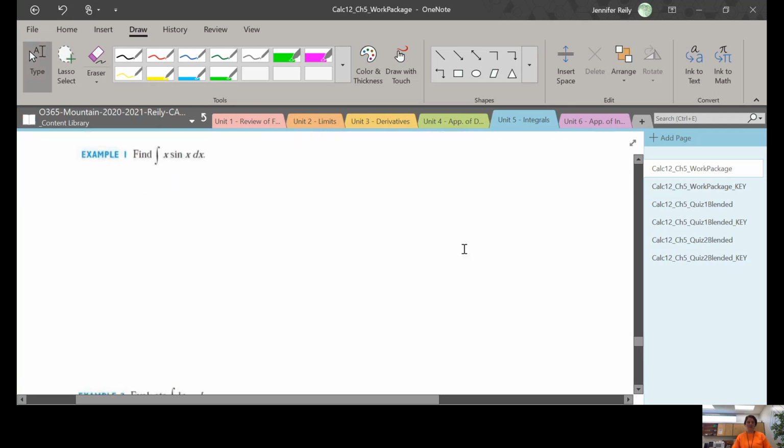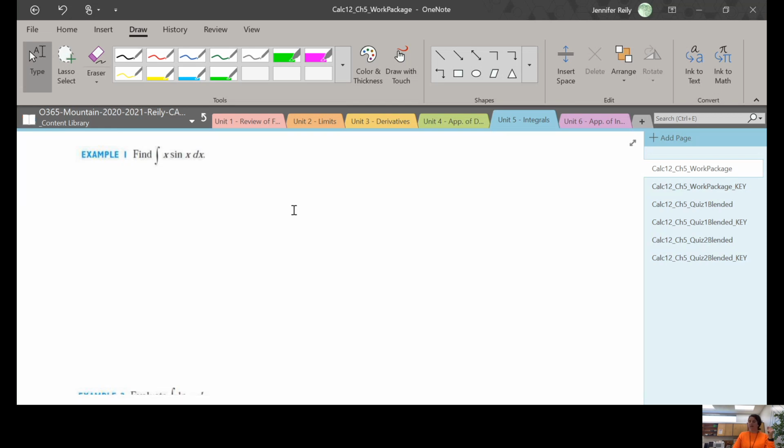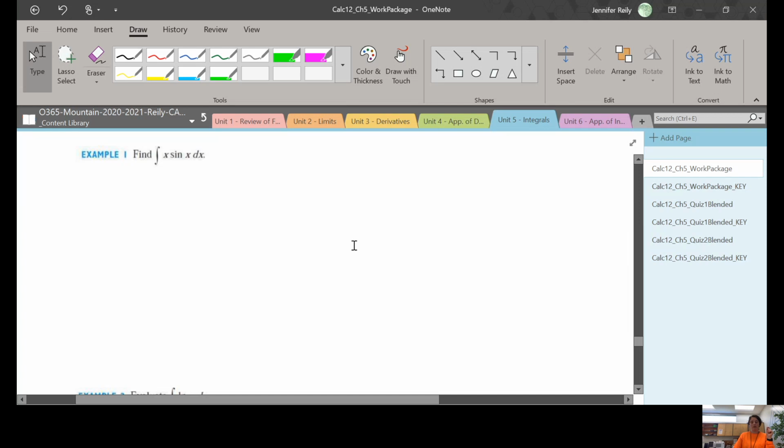Okay, so let's look at example 1. We have a product of two terms, x multiplied with sine x, and we want to take the integral of that. We would not want to use substitution here because it's not like one of those cases where we have a composition. It's more like a product. So you want to use integration by parts most often when you have a product. Okay, not a composed function.